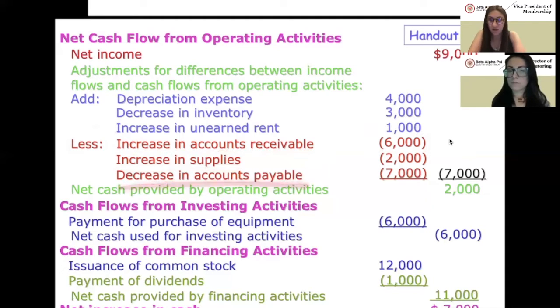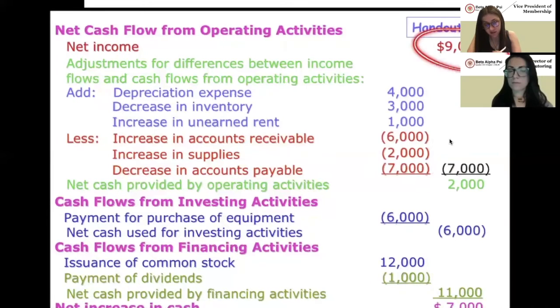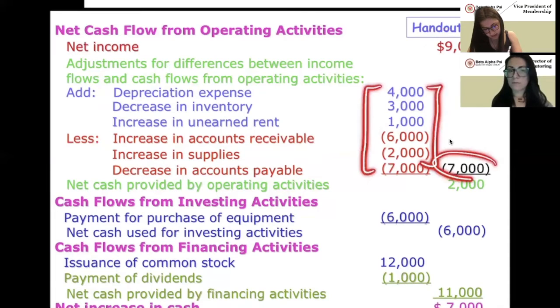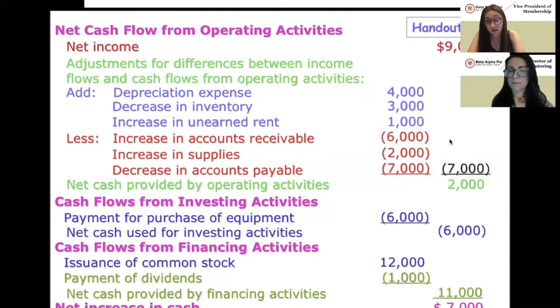Now, a decrease in accounts payable would be a debit to accounts payable and a credit to cash. We paid out cash, we lowered that liability, but that's not recorded on an accrual basis. So we need to take that out because we paid cash for it. So we have our $9,000 accrual basis net income. We add in what we need to add in, we subtract what we need to take out, and this total right here is a $7,000 minus that we need to do from our accrual basis to get to our cash basis. So now we have our net cash provided by operating activities, $2,000.